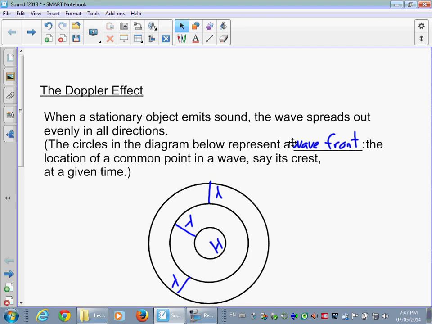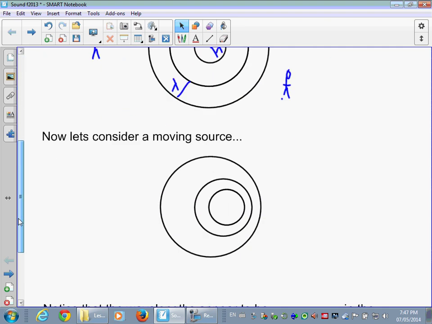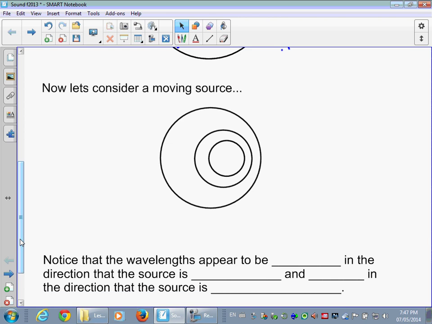So it doesn't matter if you're standing over here and observing this wave coming towards you that way, or if you're standing over here and observing the wave coming towards you that way, or if you're standing over here. It makes no difference where you're standing because the source is not moving. So all the wavelengths are exactly the same. If the wavelengths are exactly the same, then it means the frequency is exactly the same. However, let's consider what happens when we have a moving source.